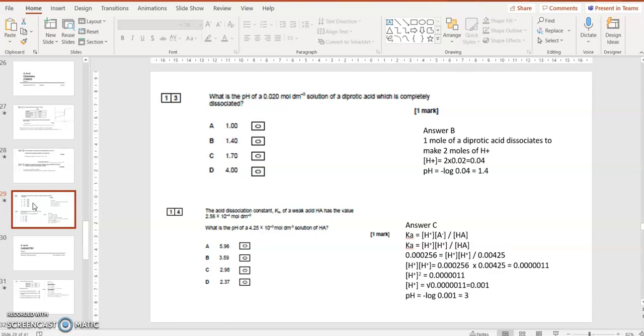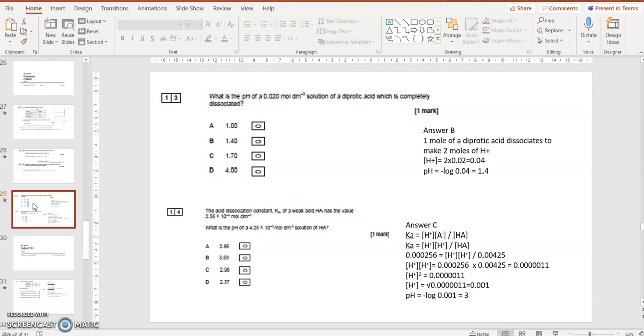The acid dissociation constant Ka of a weak acid has the value 2.56 times 10 to the minus 4. So if I have a weak acid, something like HA, as it says in the question, it's going to dissociate to make H plus and A minus. Write an expression for the acid dissociation constant: H plus multiplied by A minus divided by HA. As a molecule of HA dissociates, it'll split into H plus and A minus, so I can turn that into H plus squared.